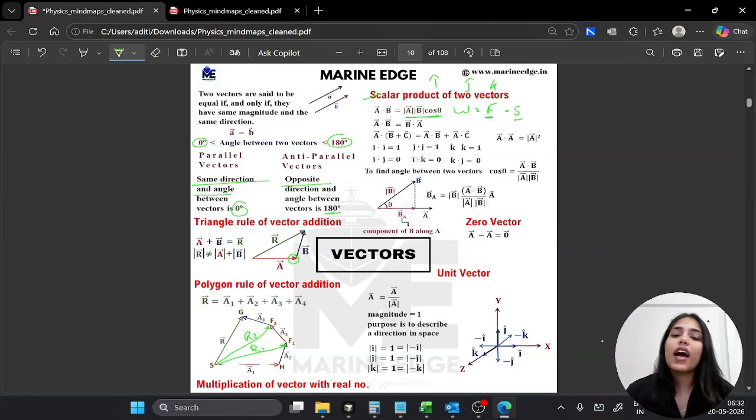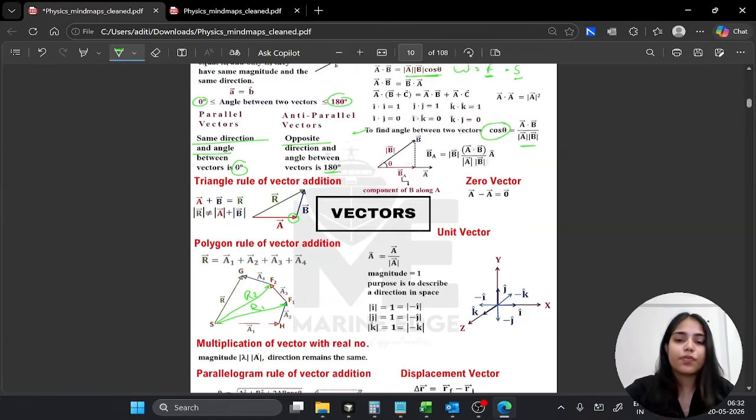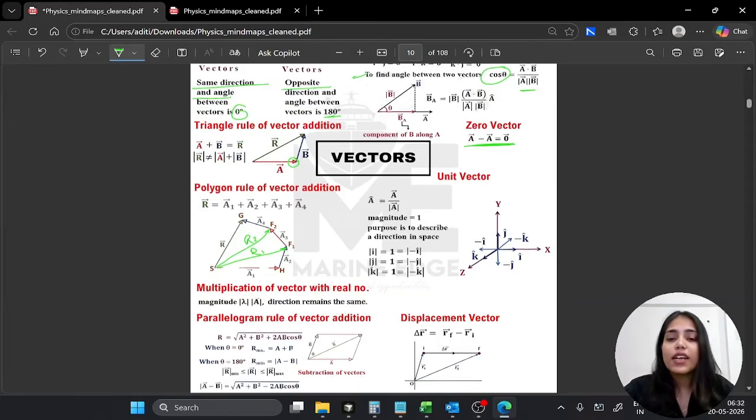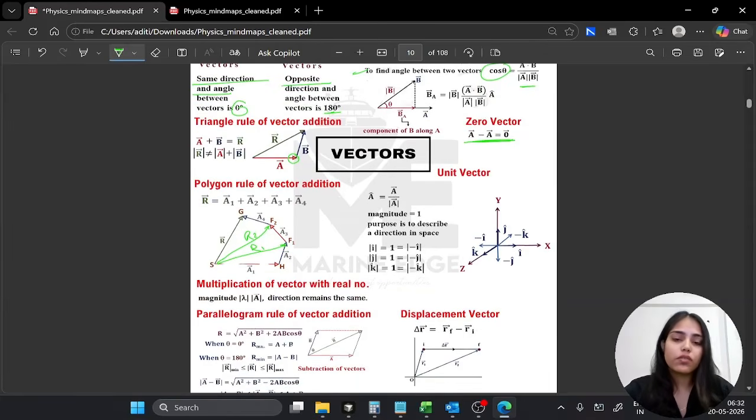And for the angle between two vectors, if you have the scalar product, then you can calculate cos theta, which is equal to A dot B divided by the product of the magnitudes of the vectors. Now, what is a zero vector? When we subtract a vector A from itself, we get the zero vector. Next, the unit vector. Unit vectors only have direction. The magnitude of a unit vector is 1.